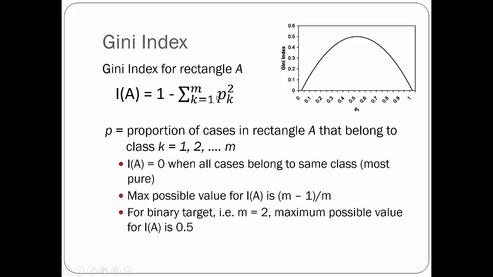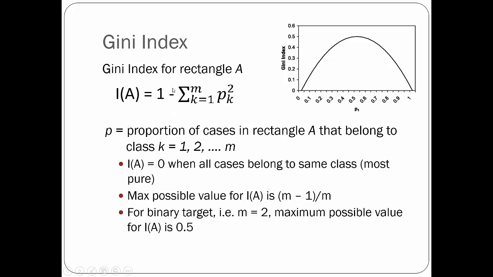In that case, you look at the left side rectangle and see what proportion are 0 and what proportion are 1. So you'll have two values. Like if there are 80% zeros and 20% ones, you'll have 80% squared plus 20% squared, add them up, then subtract from 1. And you repeat the same for the right side. So you get two I sub A coefficients.